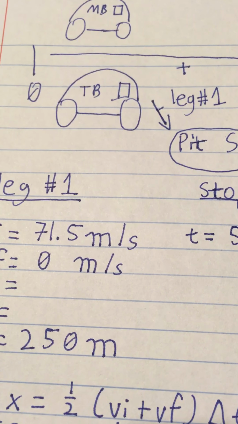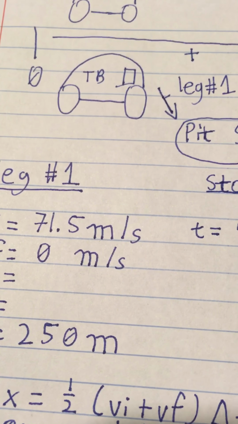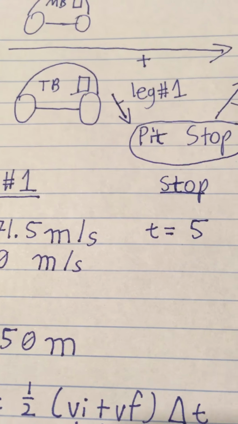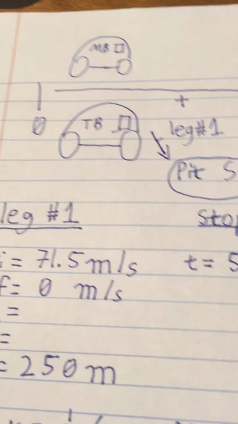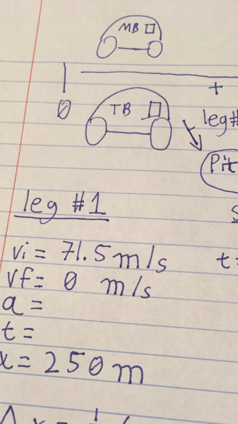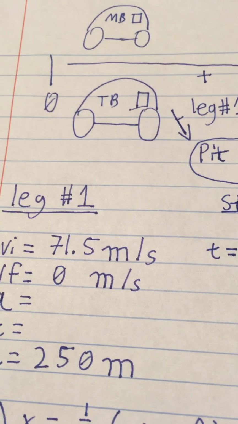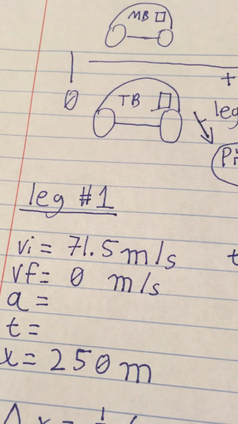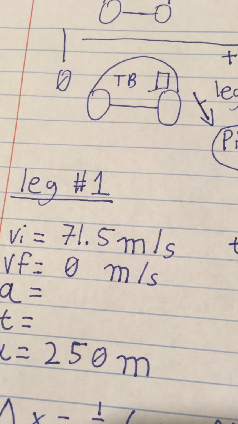During that time, it spends 5 seconds at the pit stop. Then it goes back on to continue its journey, and try to catch up with the Mercedes-Benz. And in about 350 meters, it accelerates to its original speed. And now the problem asks us how far is the Firebird behind the Mercedes.